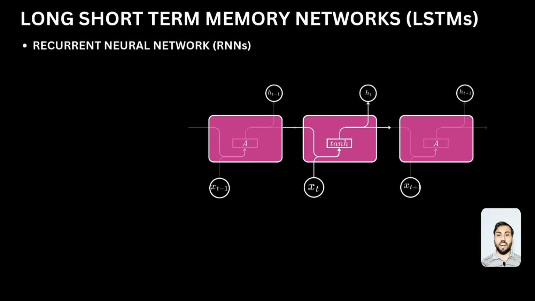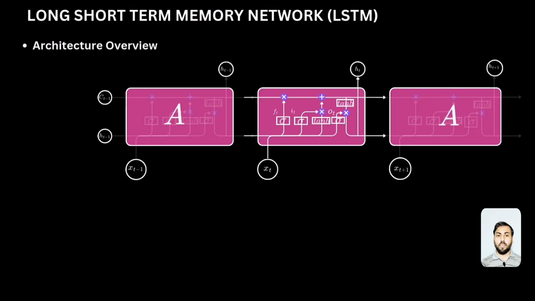Imagine a typical RNN with its repeating modules. It's usually just a single tanh layer. Pretty simple, right? But the LSTM architecture is different. Instead of having just one layer, LSTM has four layers working together in a unique way. Let's break it down step by step.